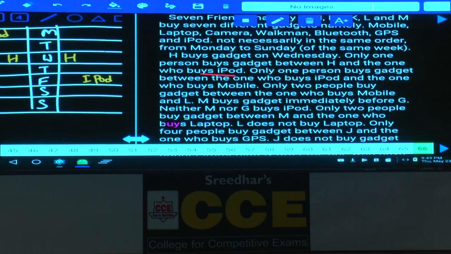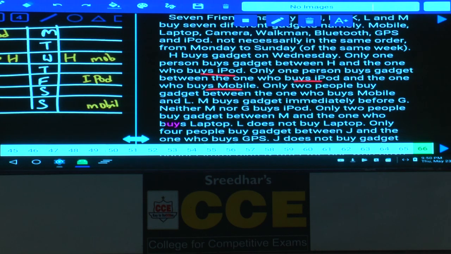Next one, only one person buys gadget between the one who buys iPod and the one who buys mobile. Between iPod and mobile there must be exactly one person. Now in this case mobile can be either at this place or at this place. And so how many possibilities do we have? We have 2 possibilities.